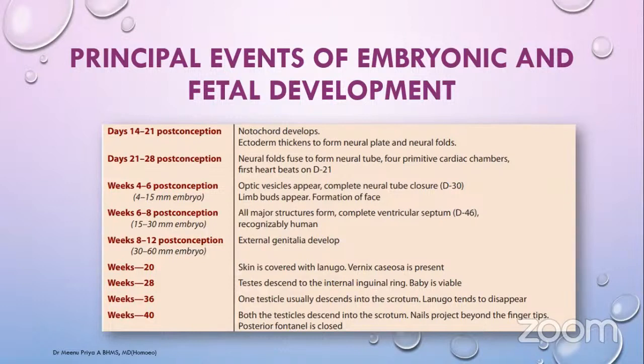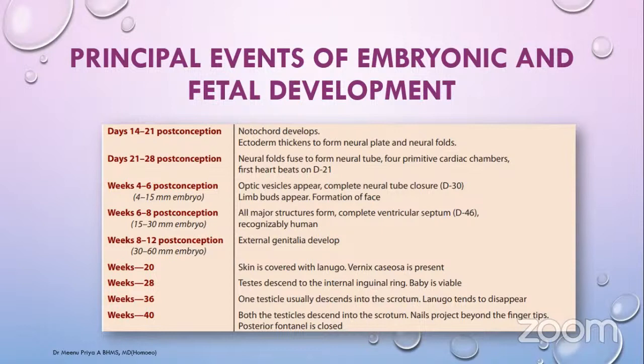At 4 to 6 weeks post-conception, optic vesicles appear, neural tube closure is completed, limb buds appear, and the face forms. At 6 to 8 weeks post-conception, all major structures form, the ventricular septum is completed, and the embryo is recognizably human. That is why, after 8 weeks, of the periods of embryonic, ovular, and fetal, it is called a fetus.